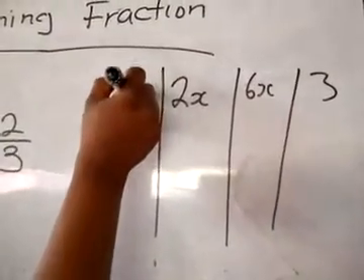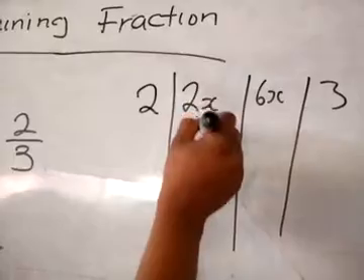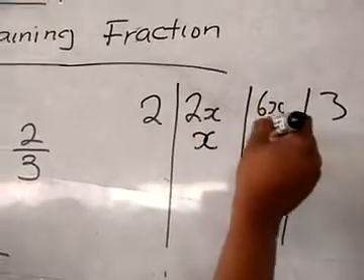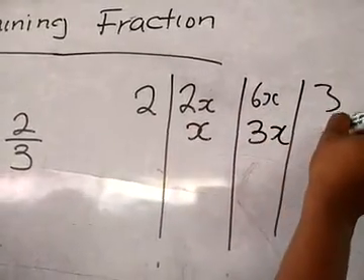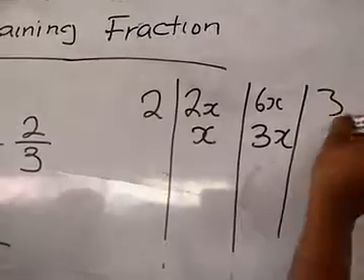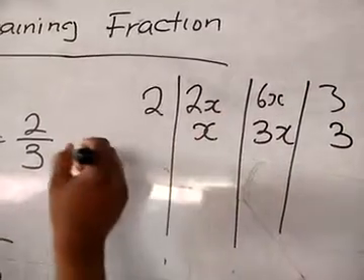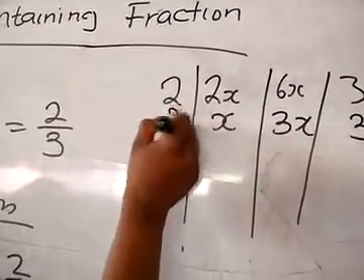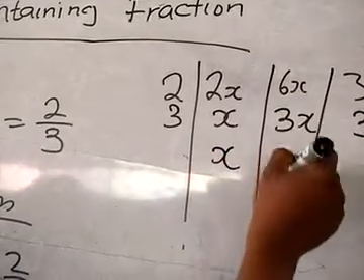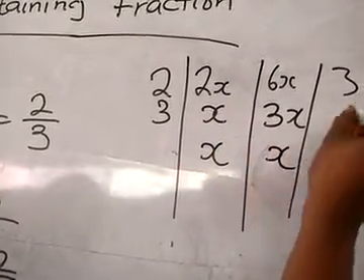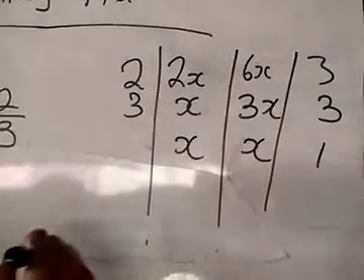First, we use 2 to divide. 2 divides this to give only x. 2 divides this to give 3x. 2 cannot divide this, so bring down your 3. What will go now is 3. 3 divides this, you have x. 3 divides this, it will give you x. 3 divides this to give you 1.